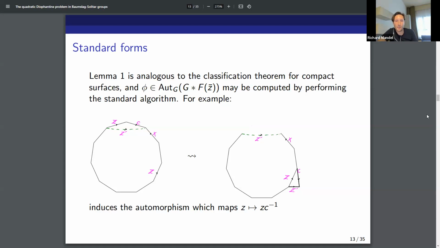form of this surface. And here's an example of one of the standard cut and paste moves, and it gives us an explicit automorphism, and then we just take the composition of all these automorphisms, and then we have our automorphism, which transforms the original equation into the standard form.